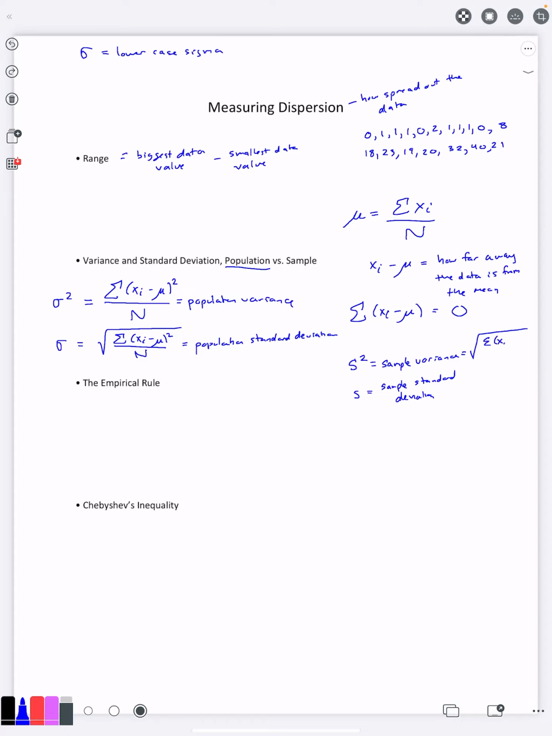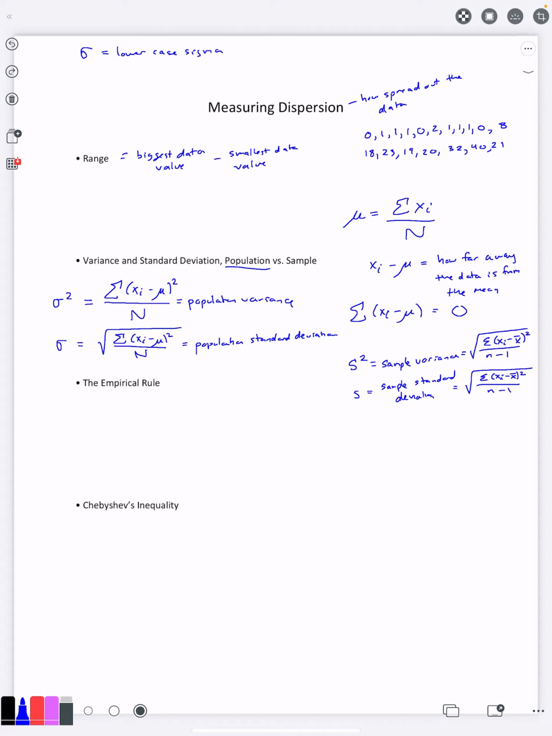So you're still subtracting the value minus the mean, which is x bar. But this time you divide by n minus 1 instead of n. Now, I don't want to get into that right now, but we will talk about it in a future video, why it's n minus 1 and not n. But just know that the formula is slightly different for the sample compared to the population.